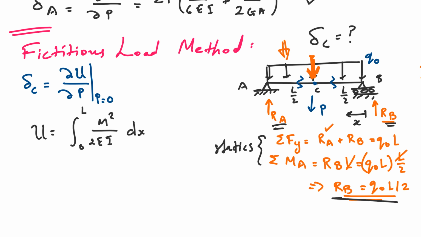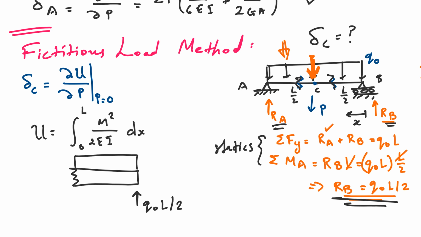We found RB is Q naught L over 2. So now let's make two slices. One here and one here. First slice. We go right here. We're going to have RB going up, which is Q naught L over 2. And we're going to have this load from over there. And have that load.